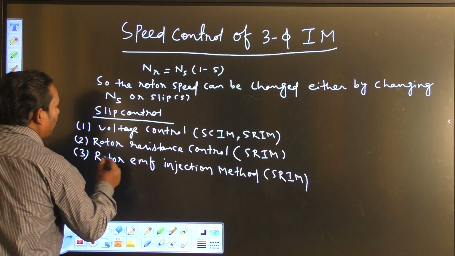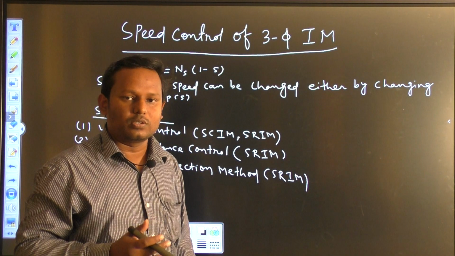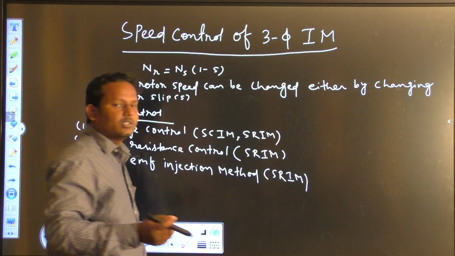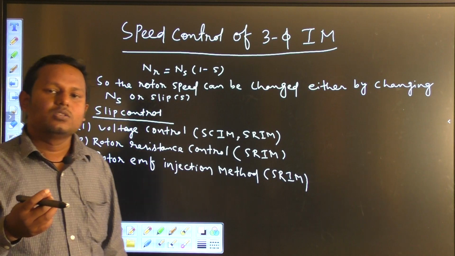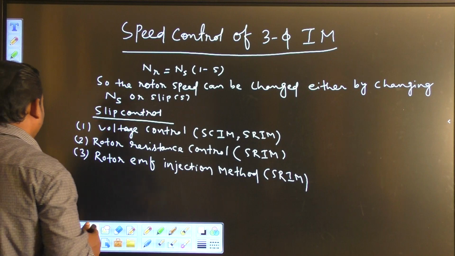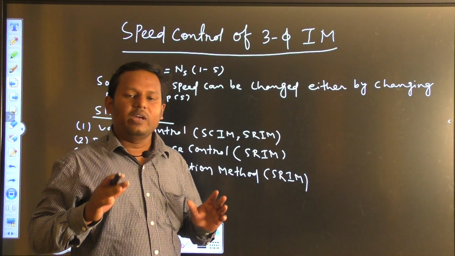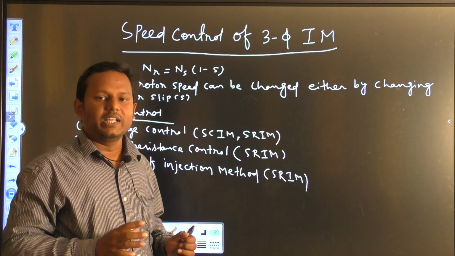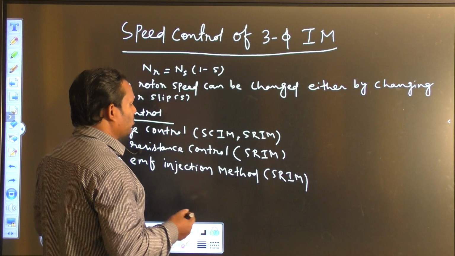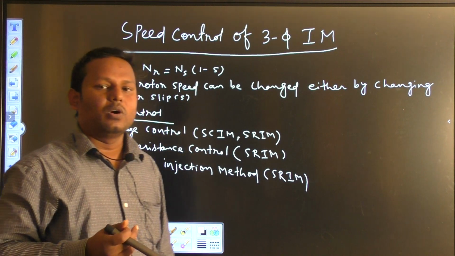The second method is rotor resistance control. Extra resistance is added in the rotor circuit, which is possible only in a slip ring induction motor, because we cannot add extra resistance in a squirrel cage induction motor, since the rotor is already shorted by end rings. The third method is the rotor EMF injection method. In this method we inject some voltage in the rotor circuit, which is only possible in a slip ring induction motor.